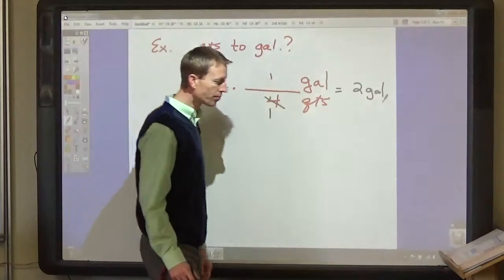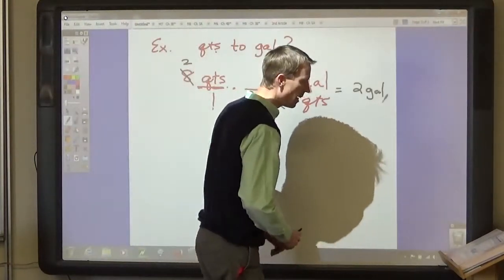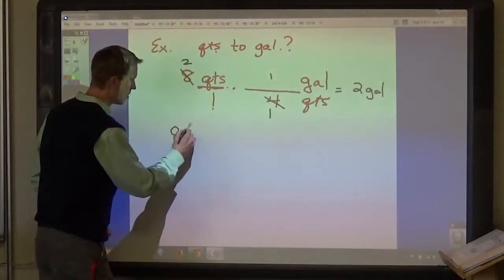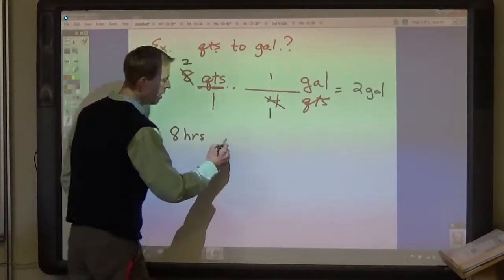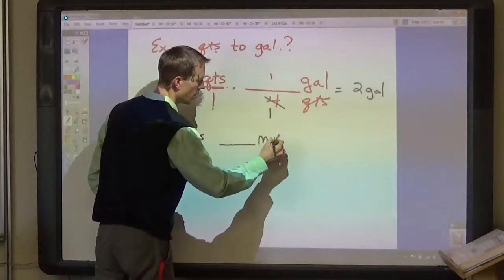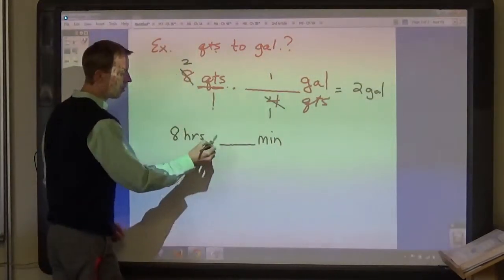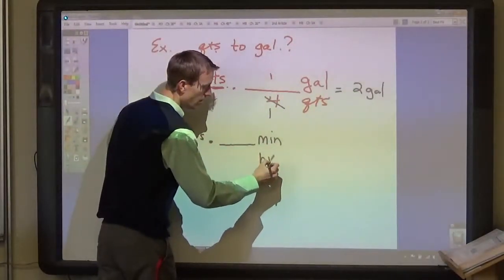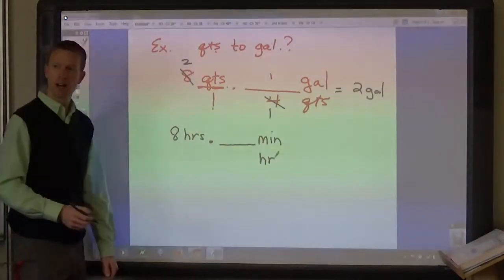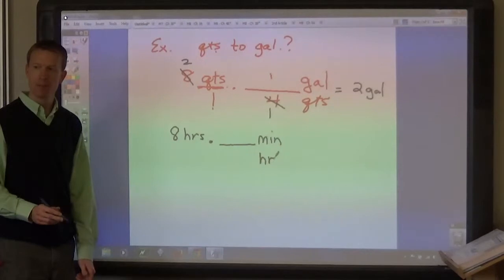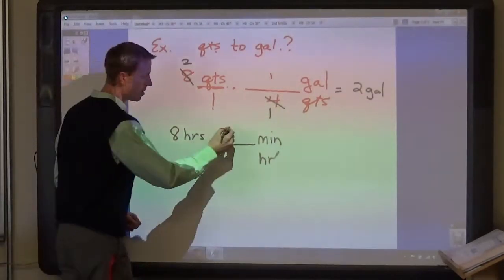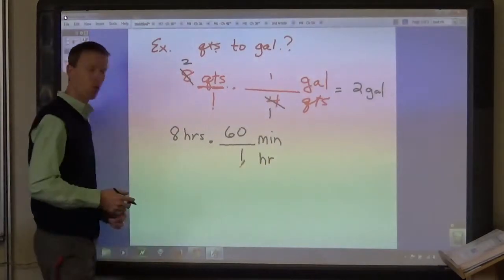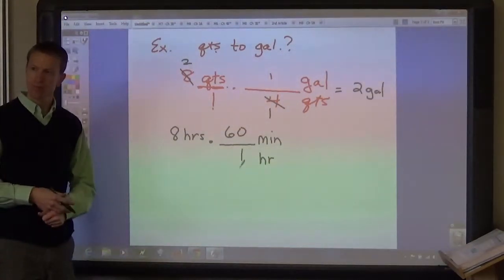Okay, now let's say you have 8 hours and you need it in minutes. Well, you want to multiply by a ratio of minutes to hours. How many minutes are in an hour? 60. So you multiply by 60 over 1.